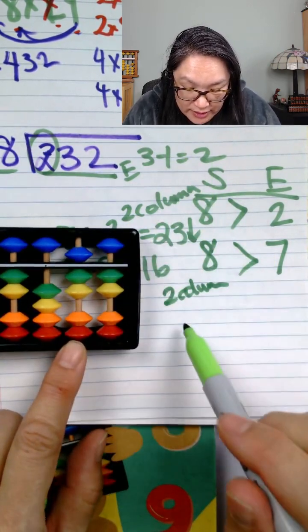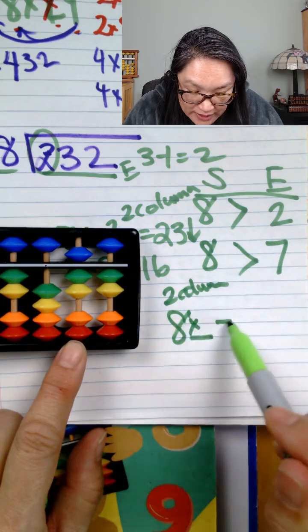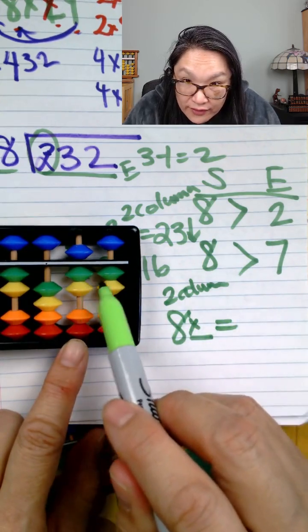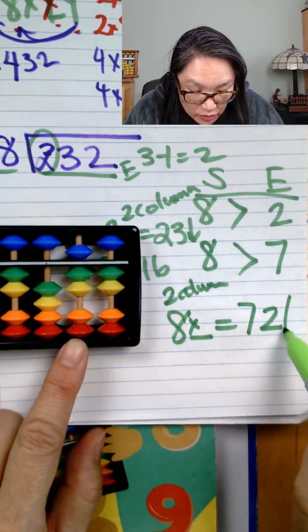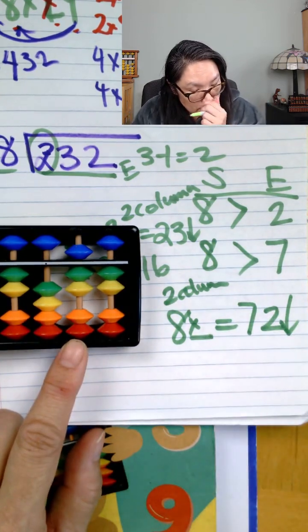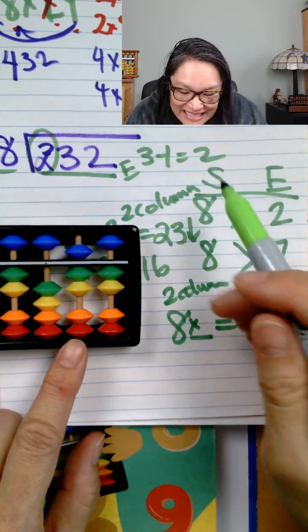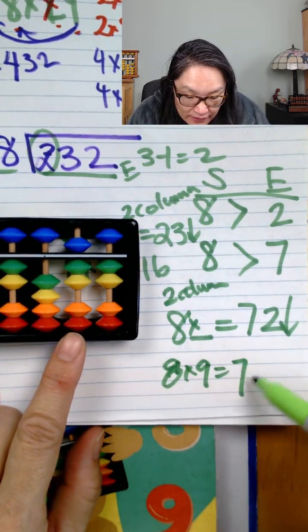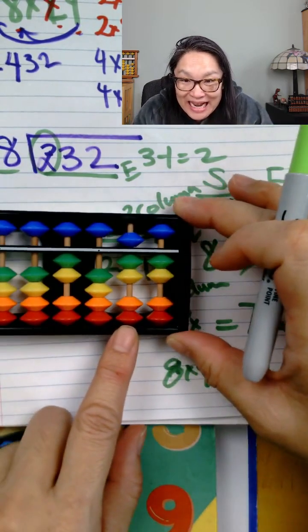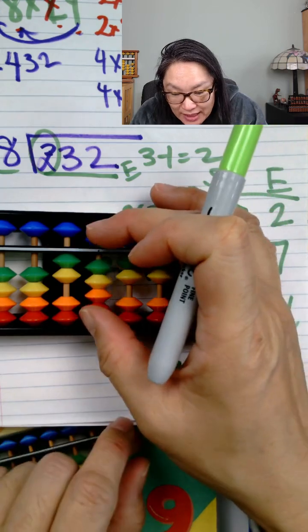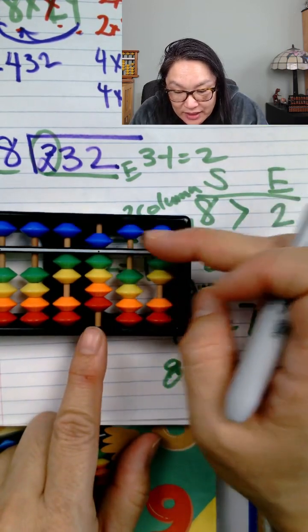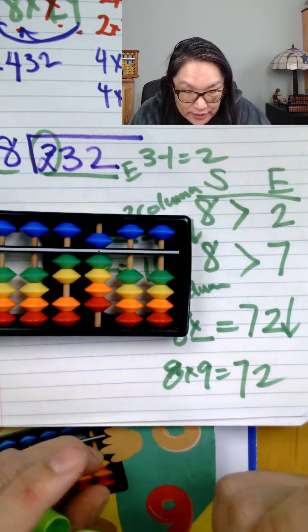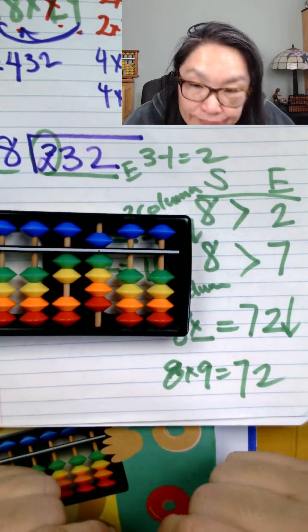So the question is 8 times what is equal to 72? 72 or less. 8 times 9, right? 8 times 9 is 72. So I put my 9 here. My answer is 9. And I take away 70 and I take away 2. Correct. Thank you, Ray. Make sense?